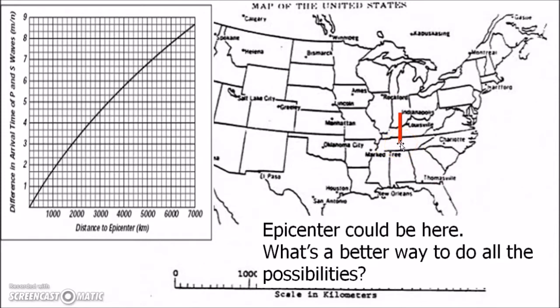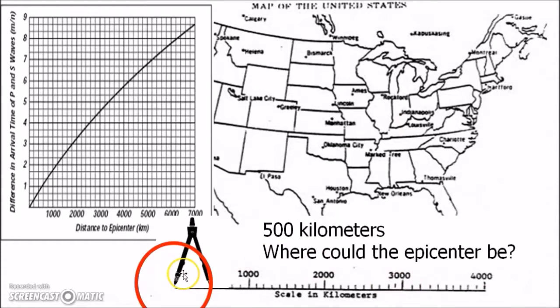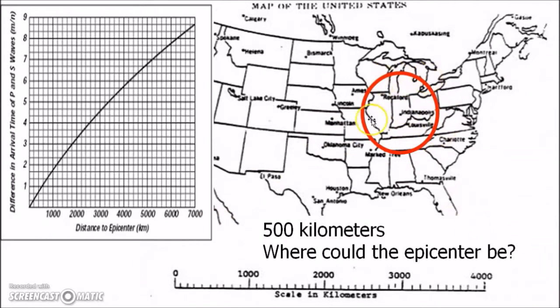Now, what's a better way to do this instead of drawing an infinite number of lines away from Indianapolis? A good way to do that is to draw a circle. So if you take your compass and put it on the scale here from 0 to 500, then we can draw a circle, and we can determine that the focus of this earthquake could be anywhere on this circle.